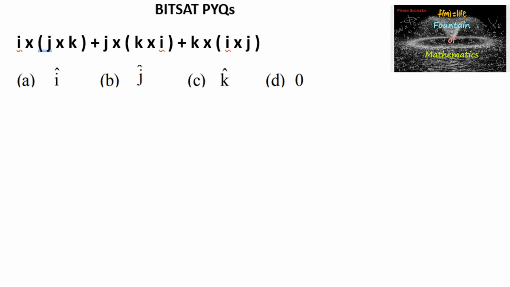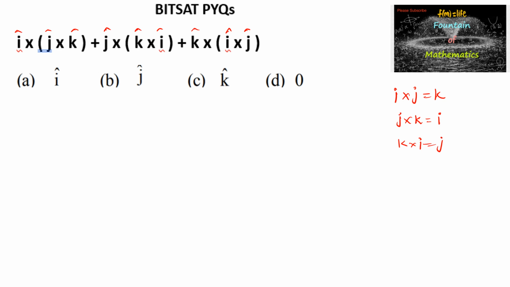Let's simplify i cross (j cross k) plus j cross (k cross i) plus k cross (i cross j), where i, j, k are the unit vectors along the coordinate axes x, y, z. We know that i cross j is equal to k, j cross k is equal to i, and k cross i is equal to j.